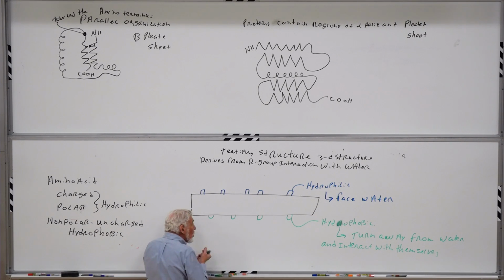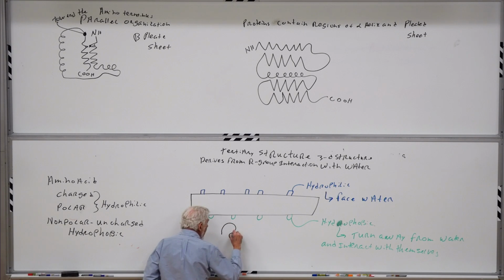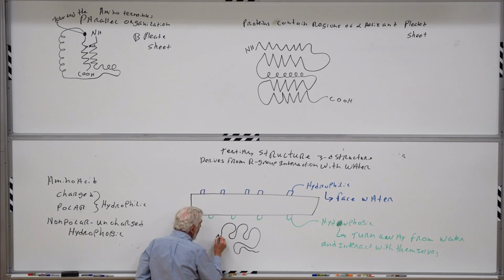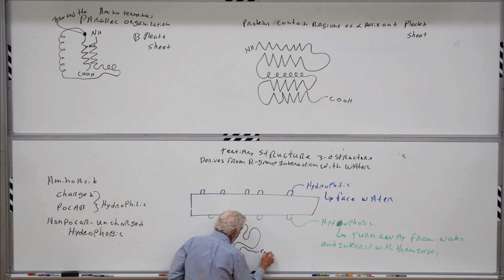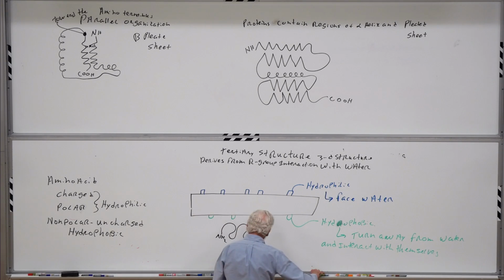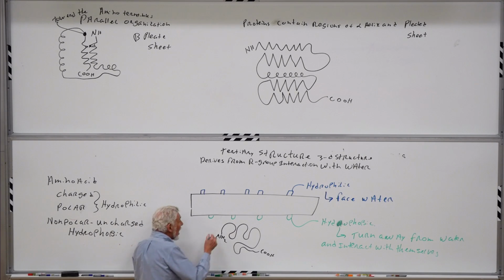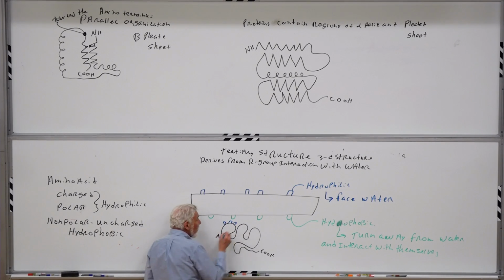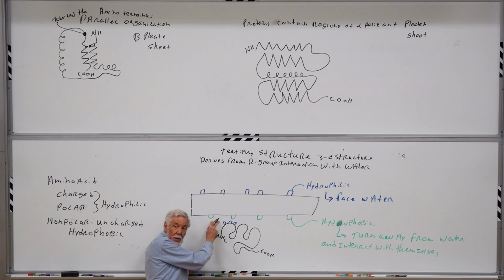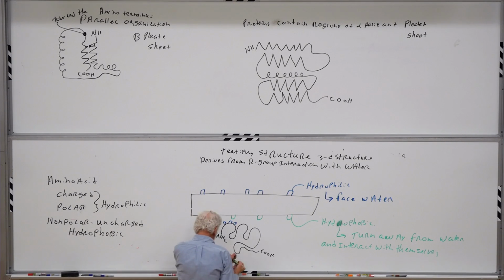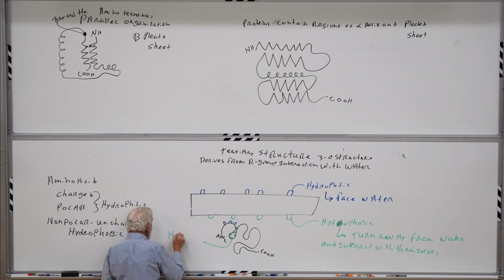Such that when this protein folds up on itself, if this is the amino terminus and this is the carboxy terminus, some of these R groups are going to be facing outward. The blue ones are hydrophilic. They'll be facing the water. But there'll be stretches of these amino acids which are now interacting one with the other through hydrophobic bonding.